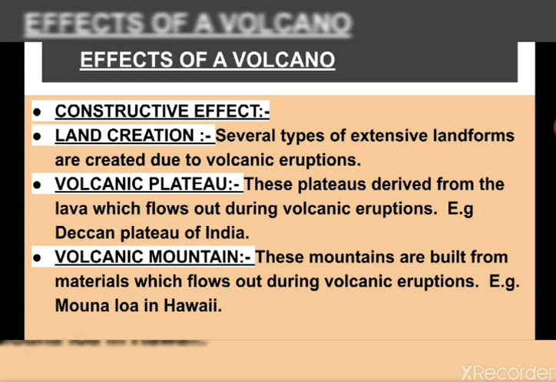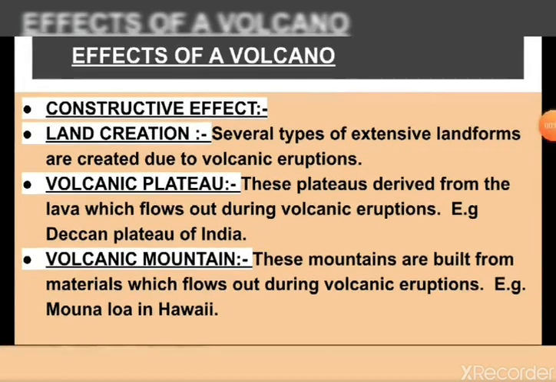So let's start with volcanic plateau. So these plateaus are derived from the lava which flows from the volcanic eruption. The plateau of peninsular India, especially the Deccan plateau, is an example of lava plateau. The next one is volcanic mountain. So these mountains are built from the materials which flow out during volcanic eruption. For example, Mauna Loa in Hawaii.